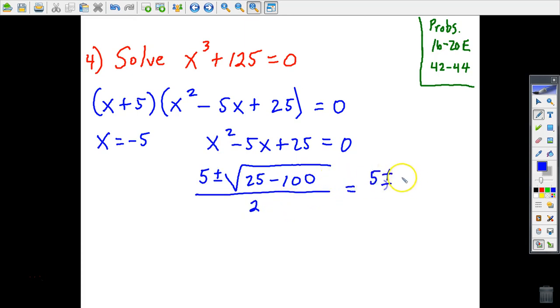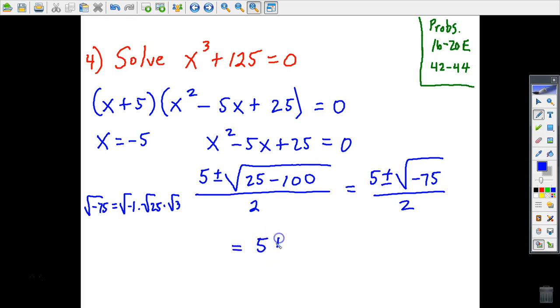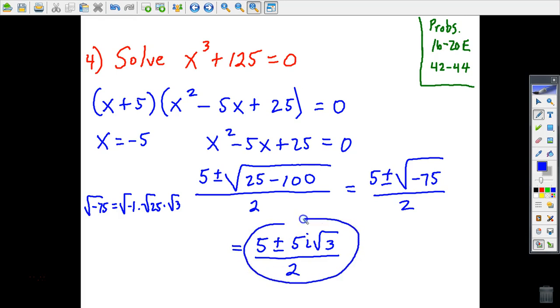Okay, 5 plus minus the square root of -75, all over 2. Now, just a little review on how to simplify these radicals. If you don't know, we could break this up into these radical factors. Okay, square root of -1 is i, square root of 25 is 5, and this radical can't be simplified. So we would say 5i square root of 3 all over 2. And nothing goes into 2 and 5, obviously, besides 1, so we can't reduce this anymore. So because that says plus and minus, that represents 2 solutions, and x equals -5 is the third one.